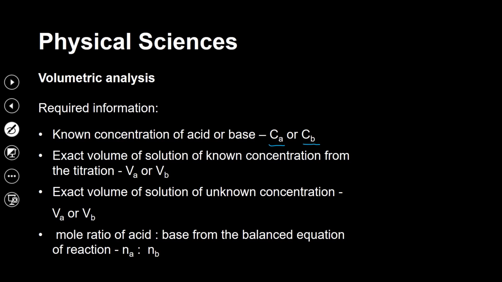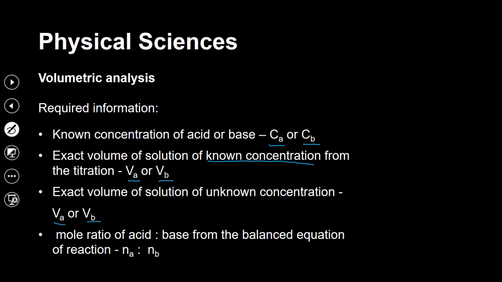Okay, what else do we need? We also need the exact volume of the solution of the known concentration. This is our standard solution, from the titration, the one that came off from the burette, and then we recorded that value. It's either the volume of acid or the volume of the base, right? And then again, what do we need? We need the exact volume of the unknown concentration, the one that we pipetted. So it's either volume of acid or volume of base. It can be one of the two.